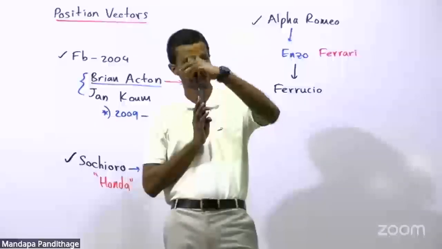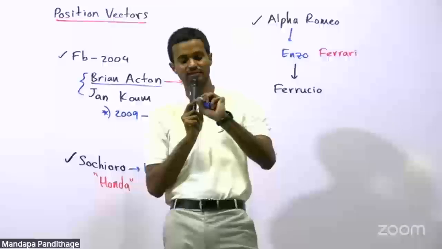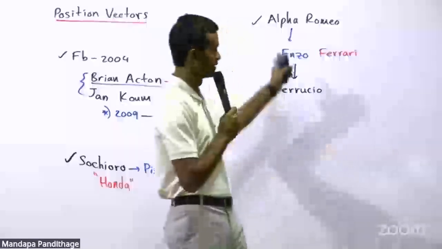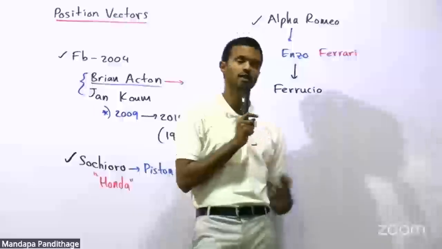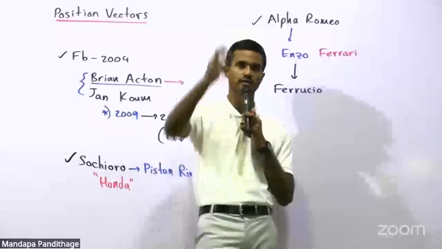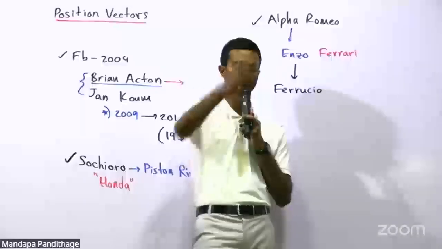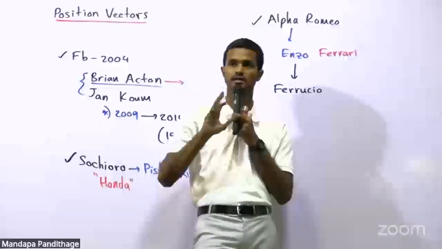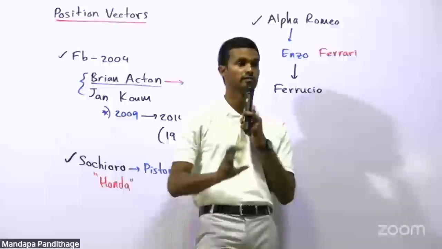So what he proposed to Enzo: he told him that your cars are having an issue with your clutch. So I have developed a mechanism, so I can introduce it to you. If you want, you can use the mechanism, and most of the clutch errors that Ferrari cars are having will be solved.